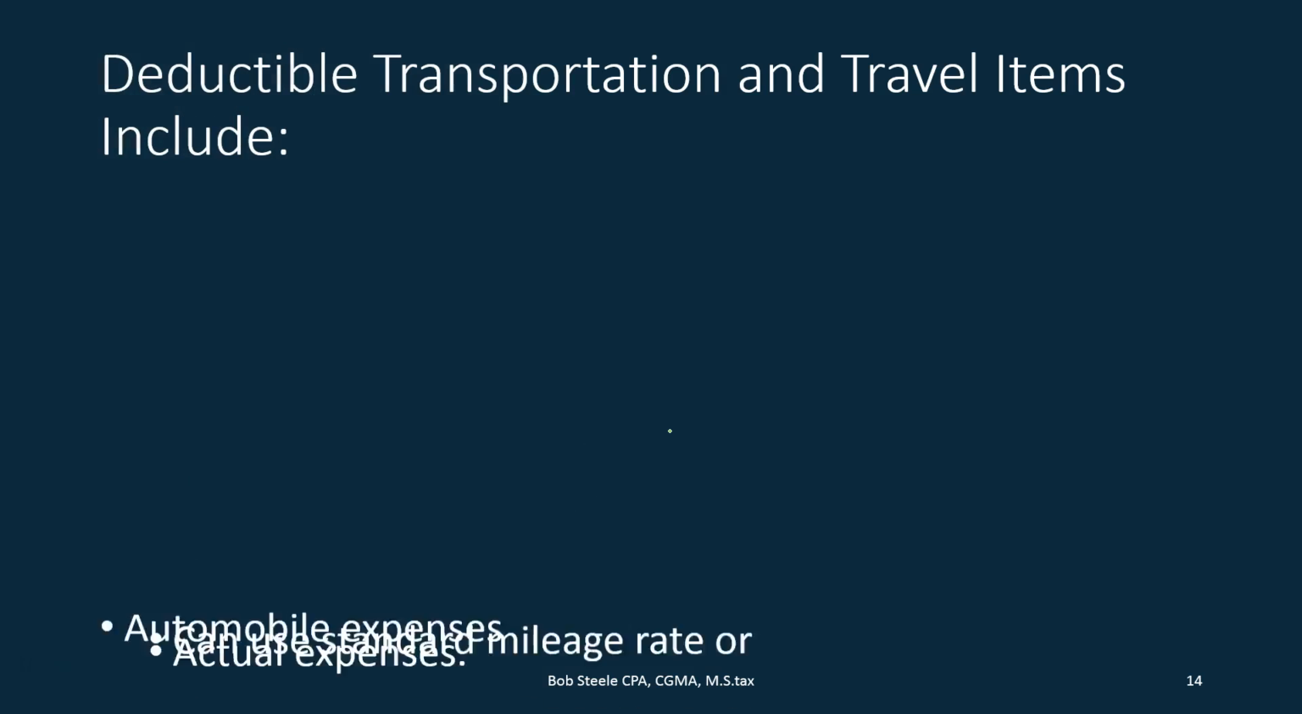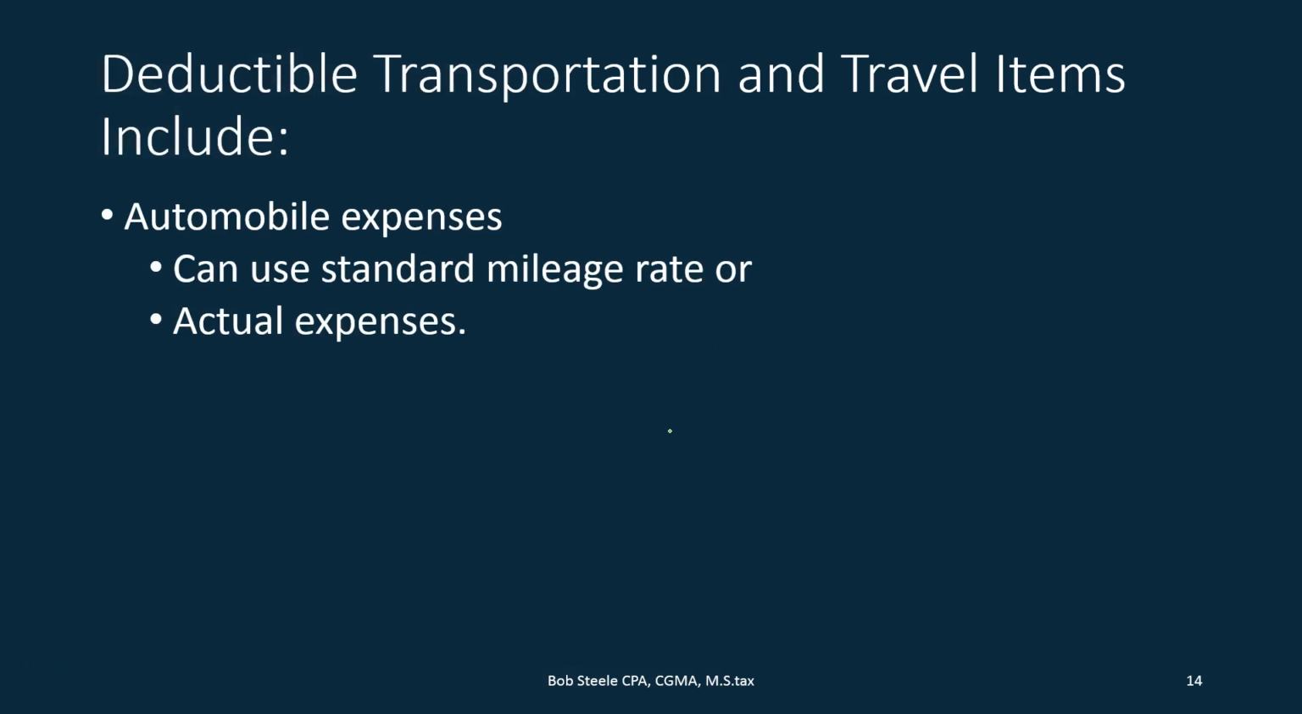Deductible transportation and travel items. So automobile expenses. Obviously if we're talking about travel, it could well be that we're traveling in our auto. And if we're doing that, then we could save all the receipts and save the repairs and save the gas mileage and have a record of it. But if that's too tedious, we can just average the miles. We can just track the miles that we use and use a mileage rate method given to us by the IRS.